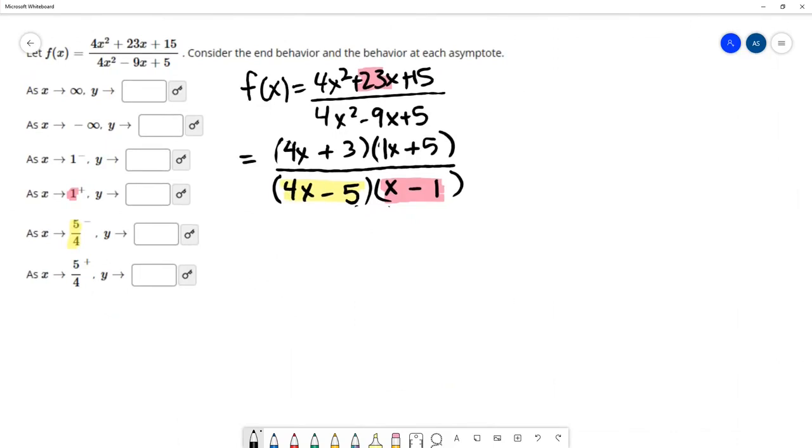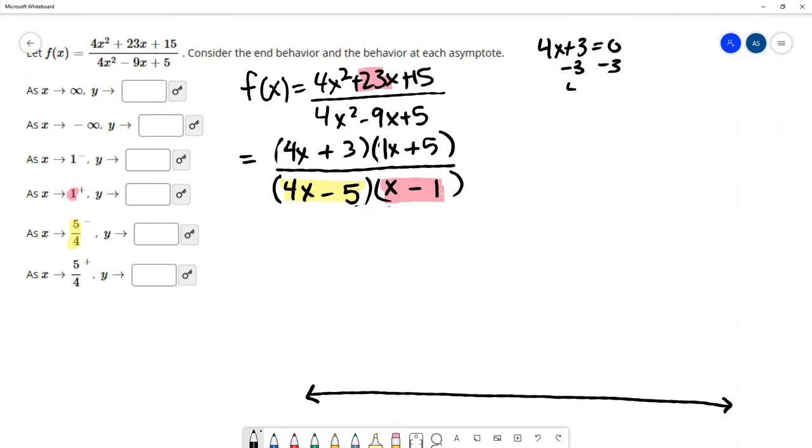So what I'm going to do is set up a number line. And on that number line, we want to make sure that we put our vertical asymptotes as well as our x-intercepts. So we have, setting each one of these factors equal to 0, 4x plus 3 equal to 0. I'll subtract 3. That's 4x equals negative 3. Divide by 4, and x equals negative 3/4.